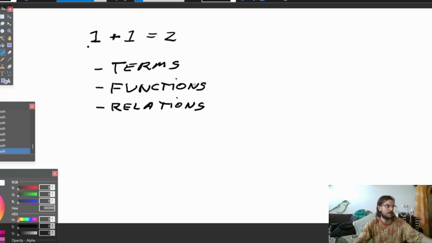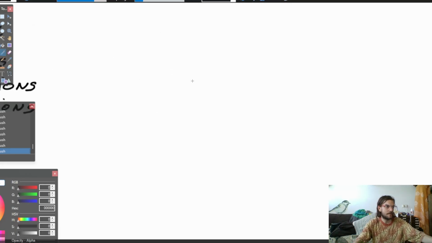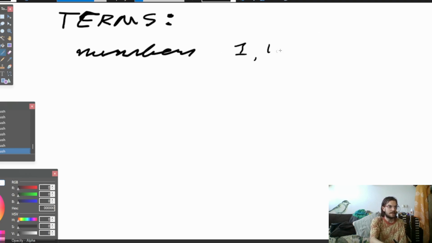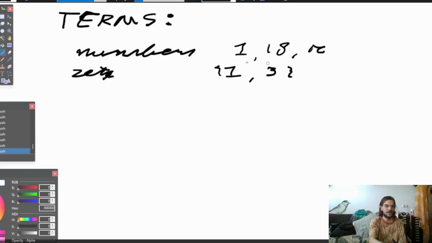Let me start with explaining what terms are. Terms are all the objects in mathematics. So things like numbers, 1, 18 is a term, pi is a term, but sometimes also sets of numbers. So for instance, if you collect the number 1 and the number 3 in one set, this thing is also a term. So this can already get a bit confusing, if you can imagine.